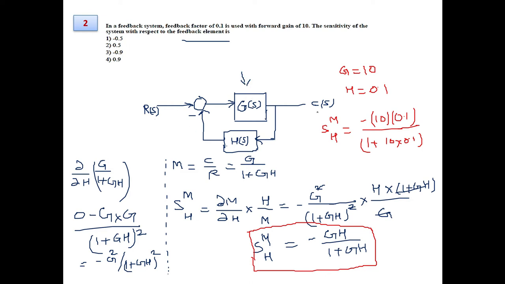So you can write the transfer function of the system as G over 1 plus GH, and the sensitivity with reference to the feedback element, which is H, can be obtained using this relation. Now when you solve it, the result comes out to be minus GH over 1 plus GH, and when you put the values of the given gain, this will be minus, G is 10, H is 0.1, 1 plus 10 into 0.1, so this will be minus 1 upon 1 plus 1, so this will be minus 1 by 2, and the answer of question number 2 will be option number 1.